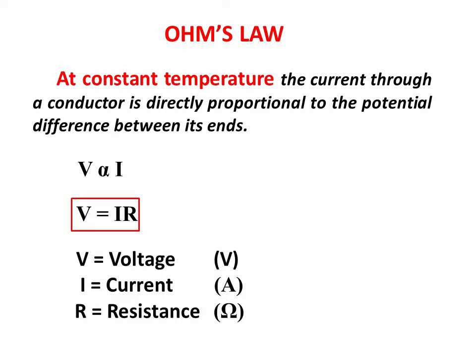Here V represents voltage, the unit is volt. I is current, the unit is ampere. R is resistance, the unit is ohm. Next, Kirchoff's laws.